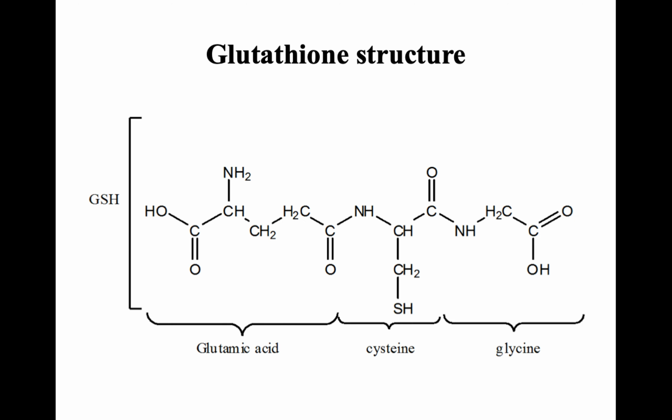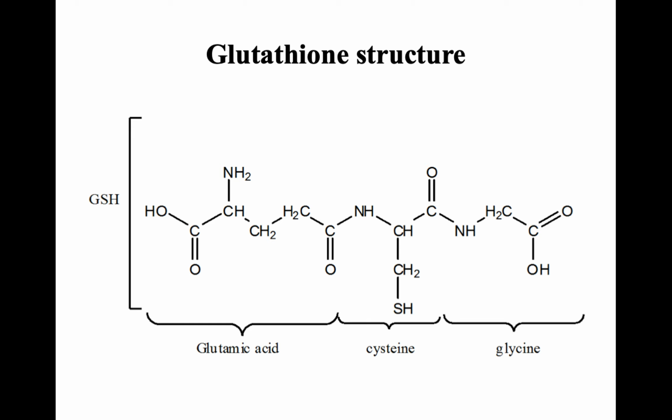Coming to the structure of glutathione, this is the structure. In this case, we can see the three amino acid residues: glutamic acid, cysteine, and glycine. The glutamic acid residue in its side chain has a carboxyl group, which forms a covalent bond with the amino group of the cysteine residue and forms the gamma peptide bond. It is different from the regular peptide bond, whereas the cysteine and glycine residues are linked to one another covalently with the help of the regular peptide bond.